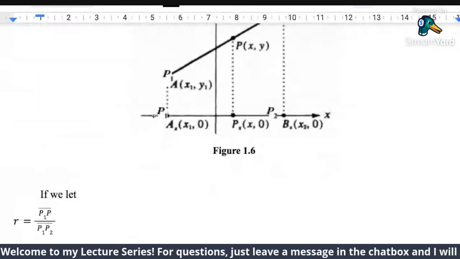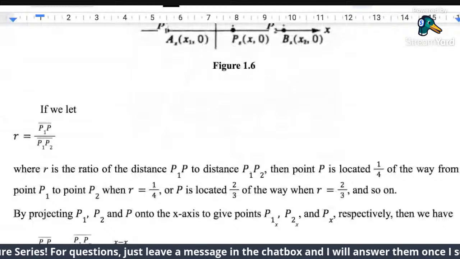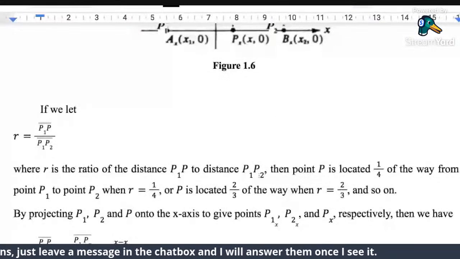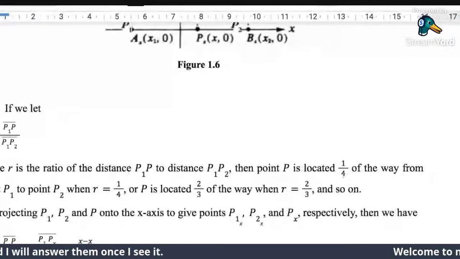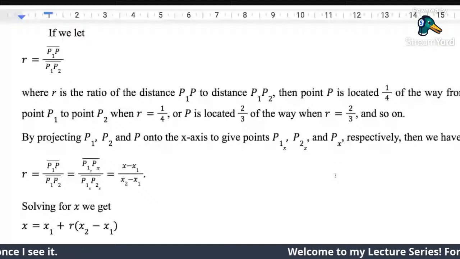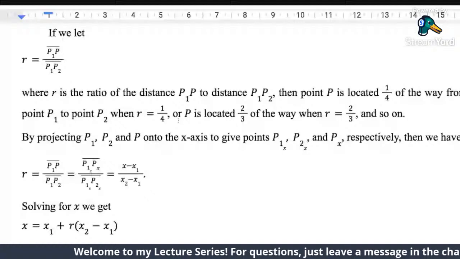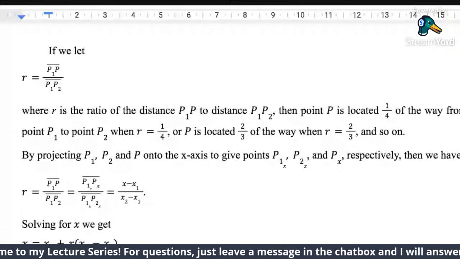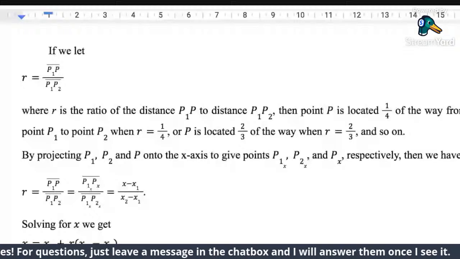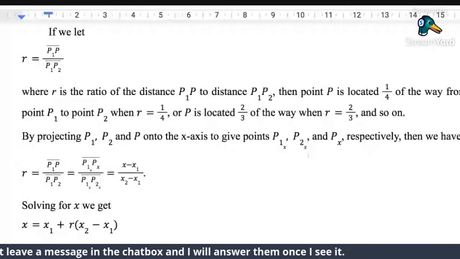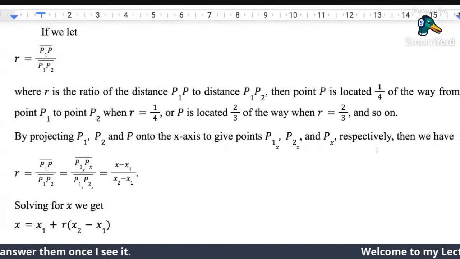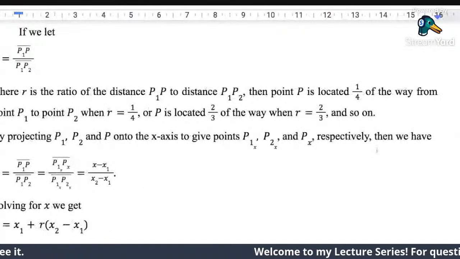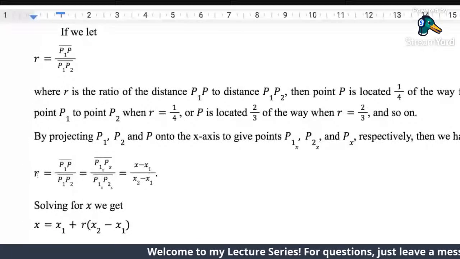where R is the ratio of the distance P1P to the distance P1P2, when point P is located 1/4 of the way from point P1 to point P sub 2. And our R here is 1/4. Or we say that P is located 2/3 of the way, where R is equal to 2/3, and so on. So by projecting P1, P2, and P onto the x-axis to the given points, P sub 1 sub x, P sub 2 sub x, and P sub x respectively, then we will have now here this proportion.